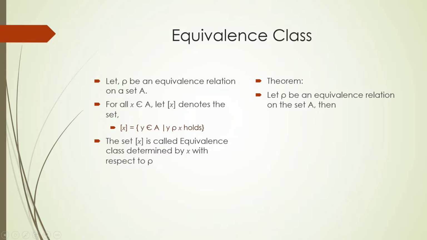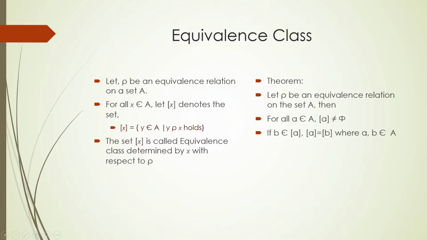Again, let rho be an equivalence relation on set A, as we have considered here, and then we take small a which belongs to capital A such that [a] is not equal to the empty set. This is one of the rules. The theorem is such that we are considering that rho is an equivalence relation on set A. Then number one, for all a belongs to A, [a] is not empty, that is, [a] cannot be null. The main reason is that [a] would contain a itself, since (a, a) belongs to rho, the equivalence relation. That's the main reason [a] cannot be null.